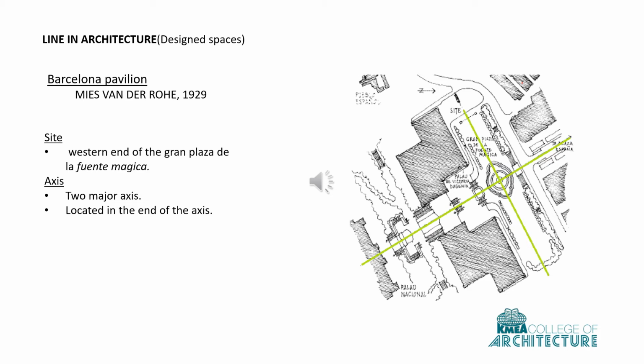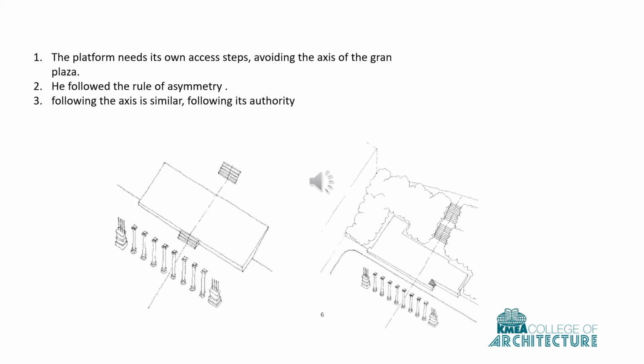The main Grand Plaza itself is aligned perfectly in two perpendicular horizontal axes, and the Barcelona Pavilion is placed at the end of those axes. The architect first established a platform, a stage on which to perform his architecture, a discrete platform or ledge emerging from the slope, with the surface reaching to the slope. The platform needs its own access steps, avoiding the axis of the Grand Plaza. He followed the rule of asymmetry, avoiding the axis, avoiding the authority.